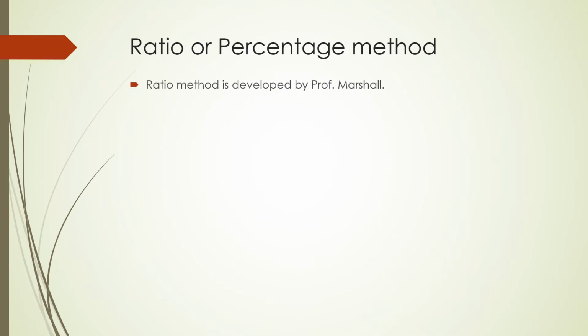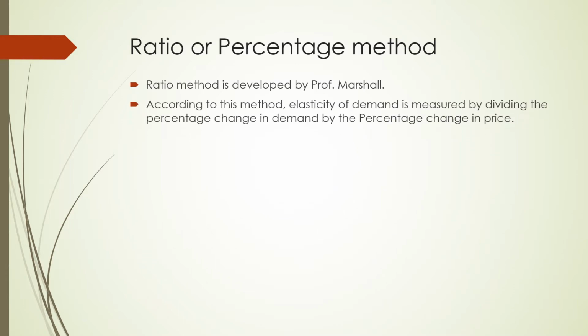This method is given by Professor Marshall. According to this method, elasticity of demand is measured by dividing the percentage change in demand by the percentage change in price. Students, till now we are saying that elasticity of demand is the measurement of percentage change in demand and percentage change in price, or you can say how much your demand is increasing or decreasing. That measurement I will explain in this particular chapter, and it's very easy. Many students have phobia of maths. No, it's not at all maths. It's very easy, and I can explain to you an easy way to solve the percentage or ratio method.